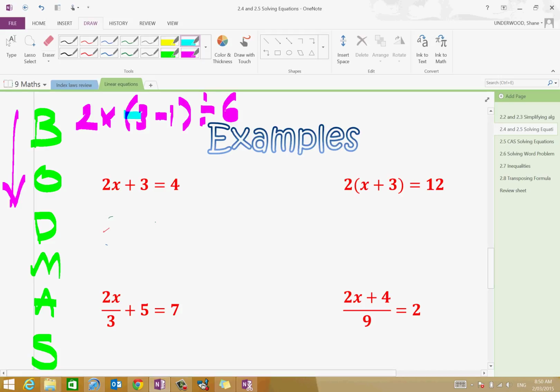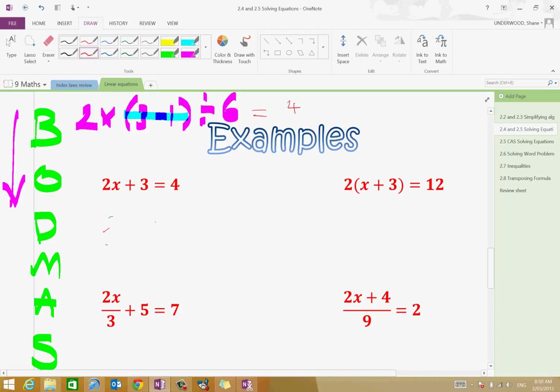2 times (3 minus 1). Don't we do stuff in the brackets first? Yeah. So 3 minus 1 is? 2. 2 times 2 is? 4. And then we can do the division and multiplication in any order. So 4 divided by 6 would be our answer.